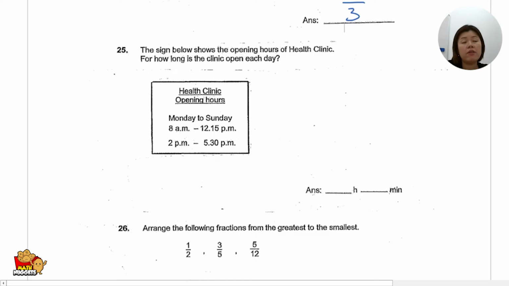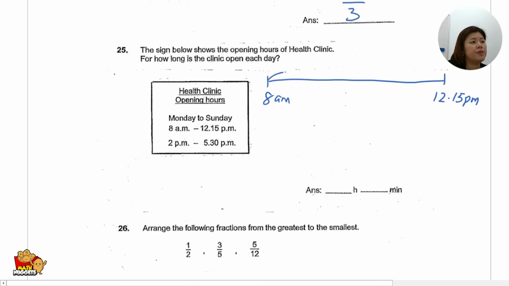Next, here is the health clinic opening hours. It's asking how long it's open. So let's draw a timeline from 8 to 12:15. So 1 hour, 9 a.m., 1 hour, 10 a.m., 1 hour, 11 a.m., 12 p.m. and 15 minutes.